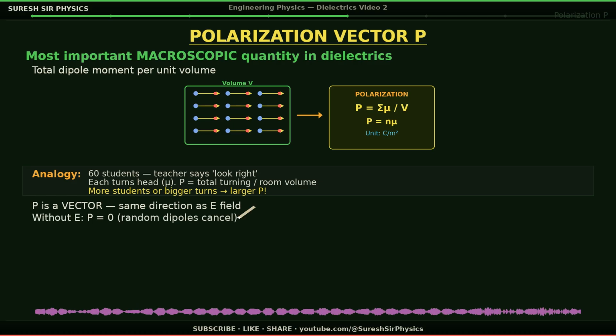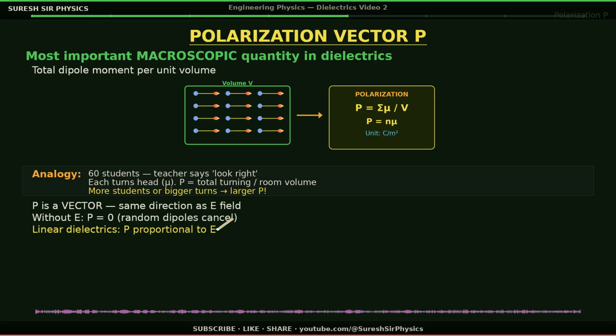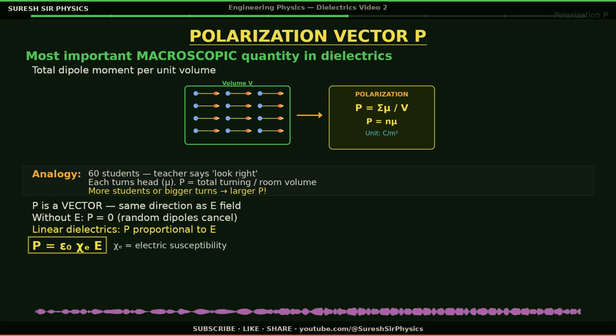Important properties of polarization P. Property 1. P is a vector quantity. Its direction is the same as the dipole moment direction from negative to positive, which in most dielectrics is the same as the applied field direction. Property 2. Without an electric field, P equals 0 for most dielectrics. The dipoles are randomly oriented and cancel out. Property 3. For linear dielectrics, P is directly proportional to the applied field E. Key formula. P equals epsilon naught chi sub E, where chi sub E is the electric susceptibility.